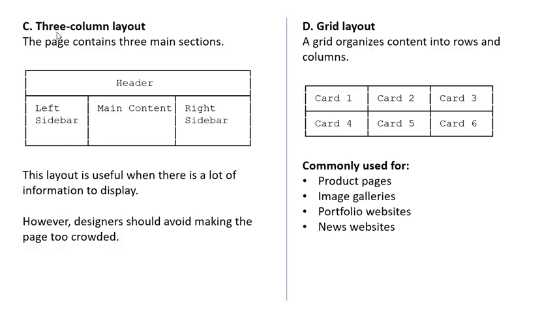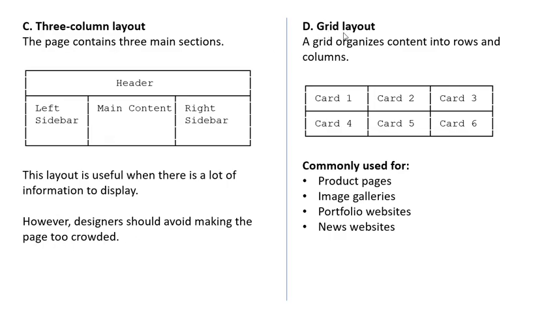And the third is the three column layout. The page contains three main sections: the header, left sidebar, main content, and right sidebar. This layout is useful when there is a lot of information to display. However, the designer should avoid making the page look crowded.